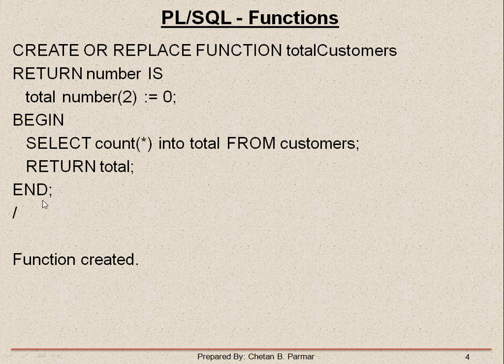After writing this, you just press slash and enter. If the function is created successfully, then you get the message "Function created." If the function is created with some error, then you get the message "Function created with compilation error." That means something is wrong in the code. So you can solve that and compile the function again until you get the message "Function created."